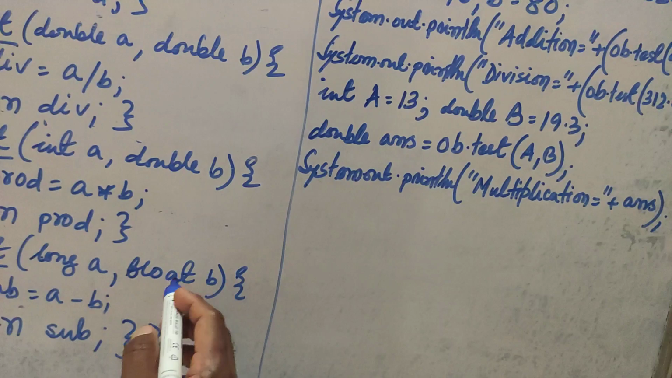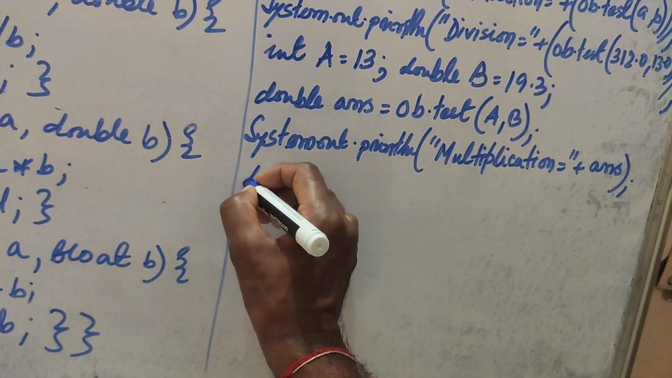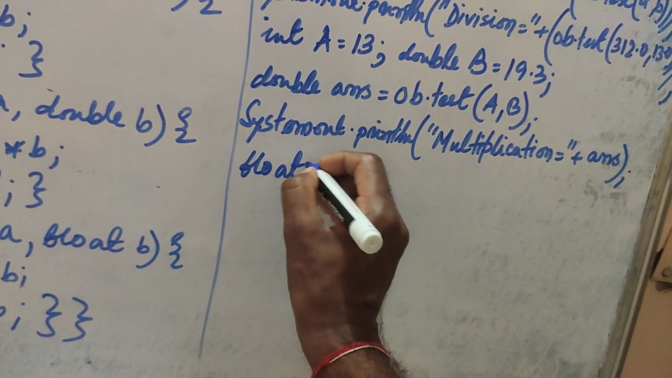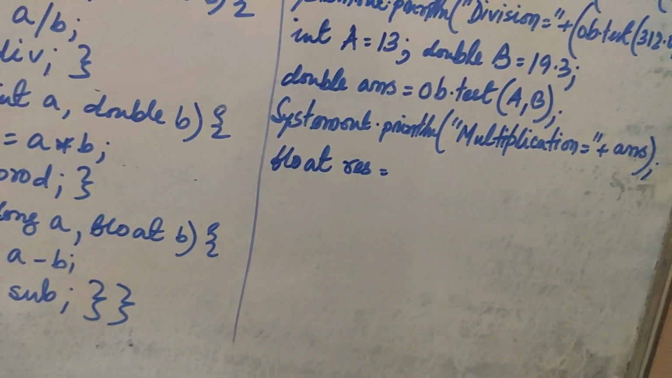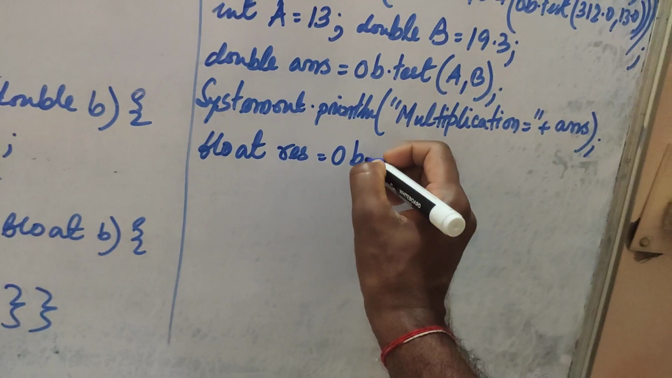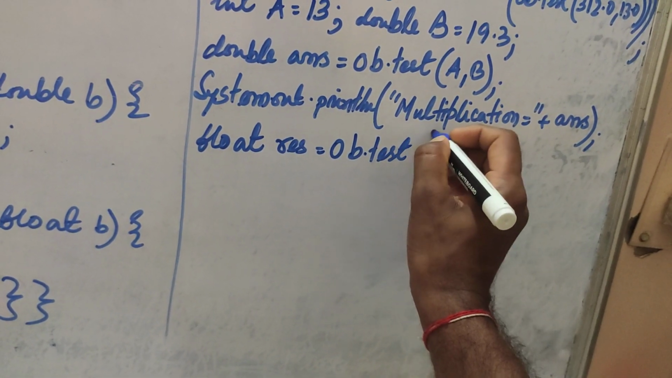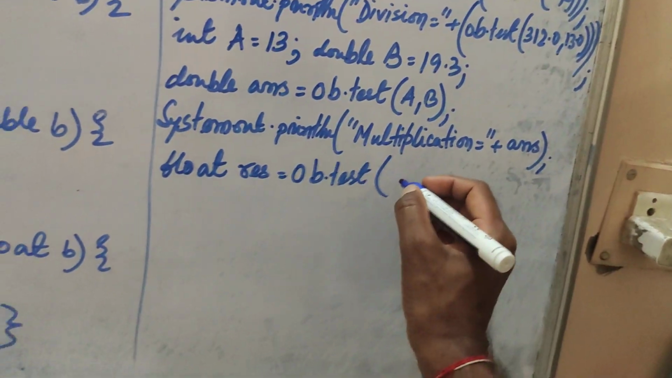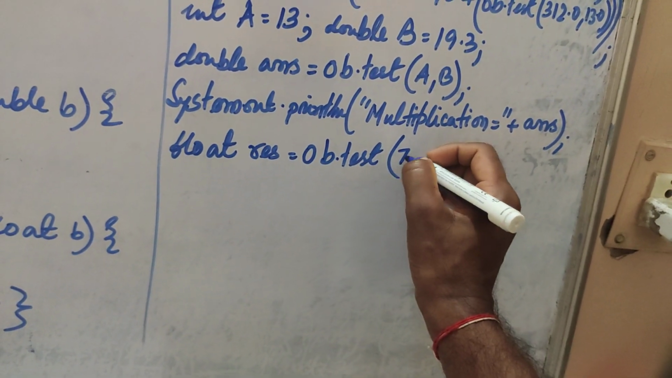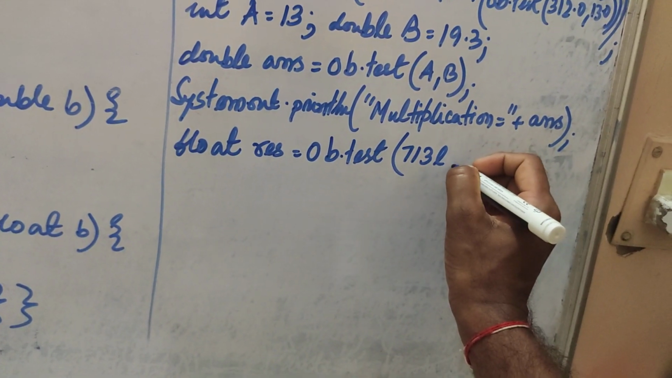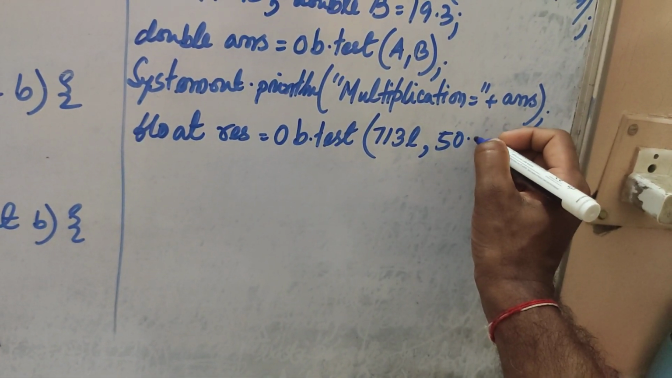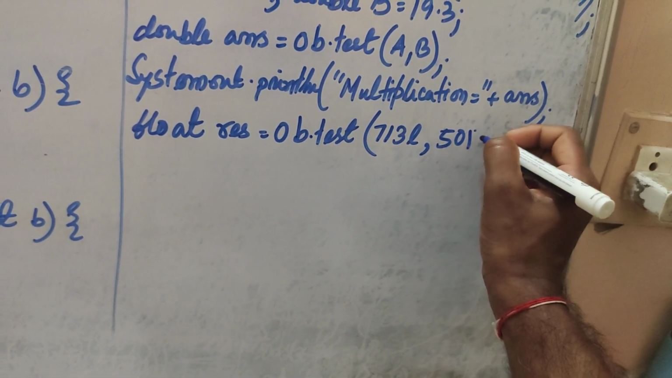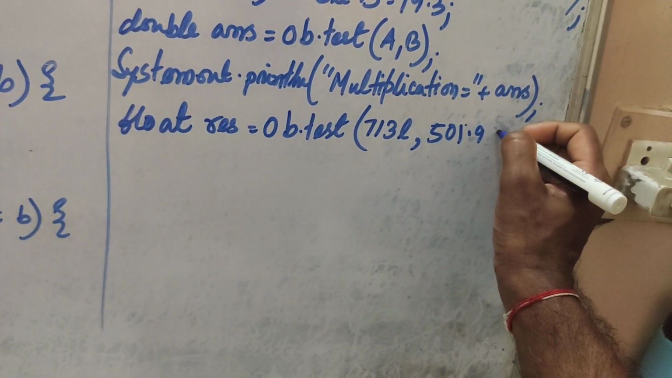Double, this to float and all. Suppose float is bigger, in this way also you can take float. Such result equal to ob dot test long, this subtraction, 713L comma 50.09f.